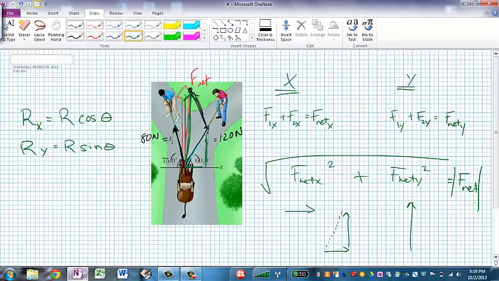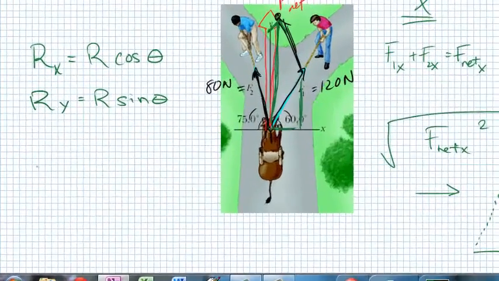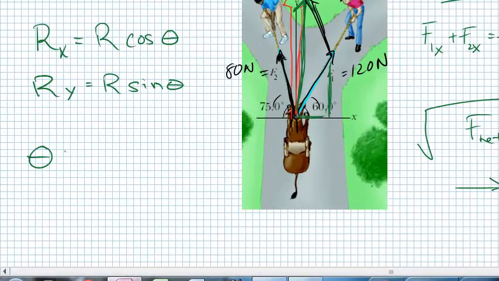Okay, so that gives me the magnitude. Now I need to find the direction. Okay, so I need to find theta. Well, we saw in class that theta is the inverse tangent of y component divided by x component. So you should have a pretty good idea of where to go with this problem from here.